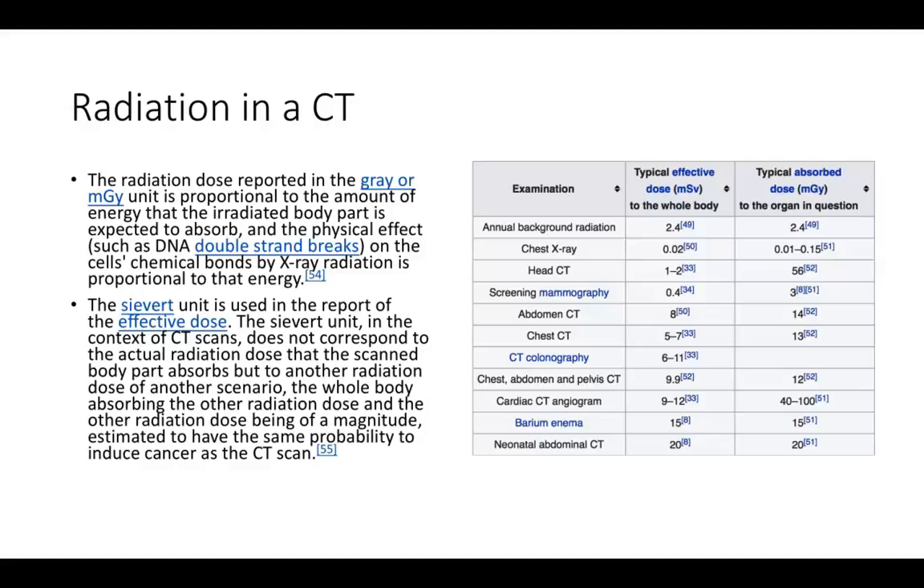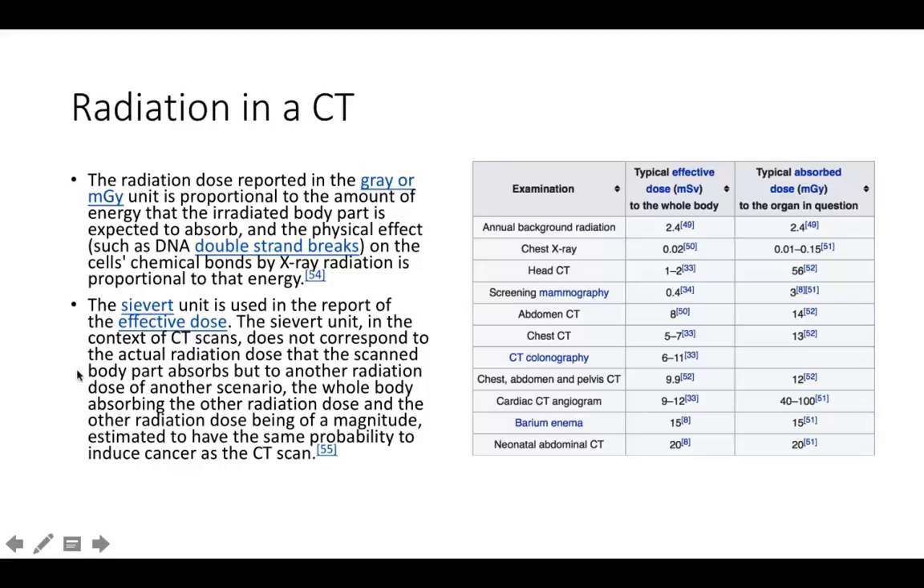So a radiation dose, if you're talking about the irradiated part of the body, that's referred to as the gray unit. It's proportional to the amount of energy that the irradiated body part's expected to absorb. And so that gives you the physical effect on the cell's chemical bonds by X-ray radiation that's proportional to that energy. A sievert unit is an effective dose.